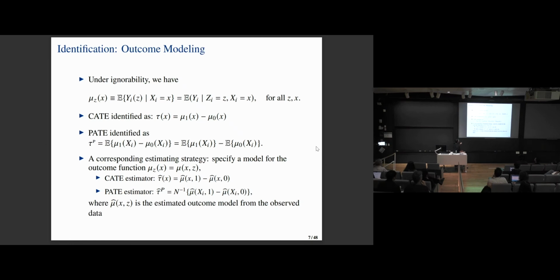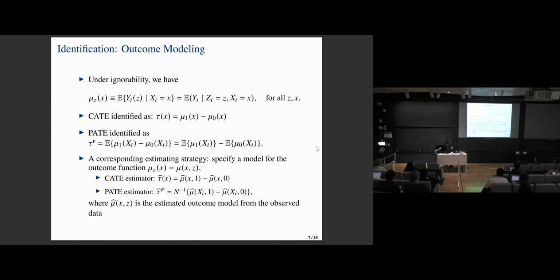So this is my causal quantity, which defines my causal effect. This is what I can actually estimate from my real data, which is essentially the association of y given z and x. These two things are equal. So that's why this assumption is so important.